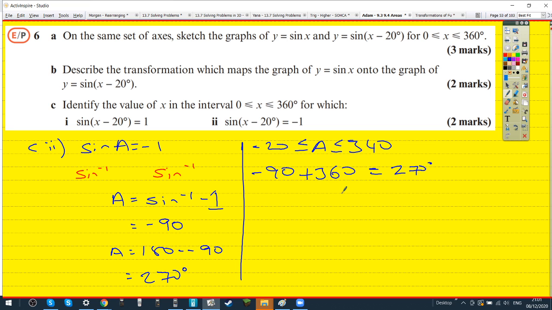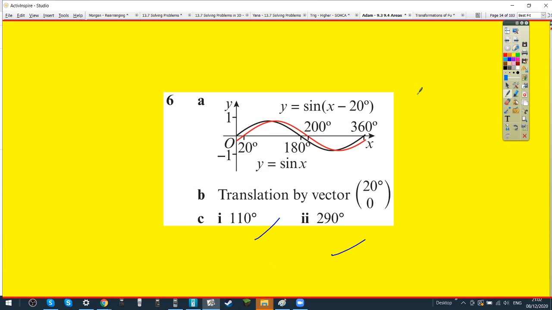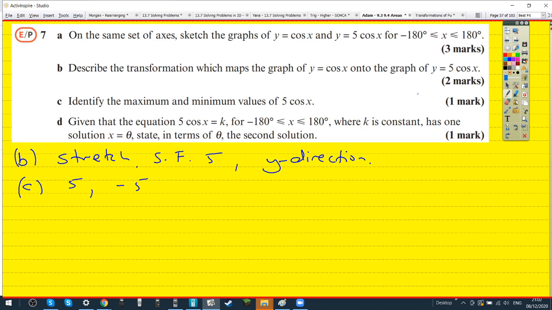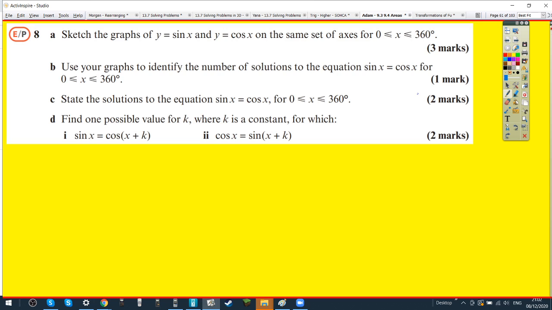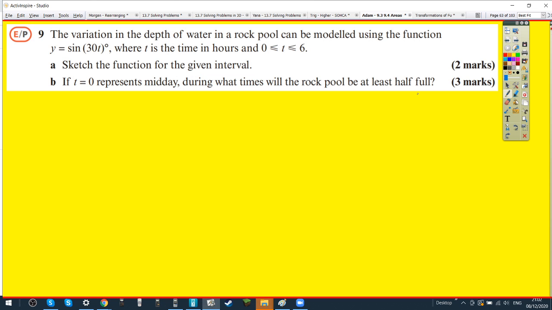We don't want a, we want x. So we write x minus 20 degrees equals 270. You'd plus 20 on both sides, which gives you x equals 290. Boom. Okay, we got it.